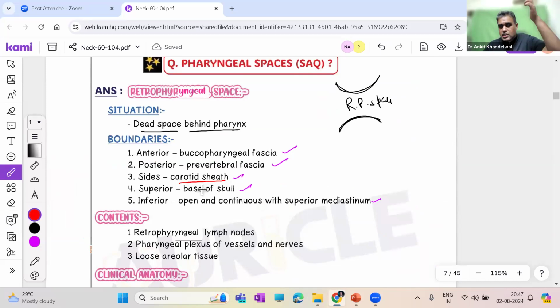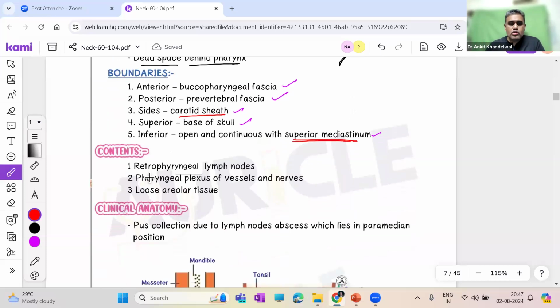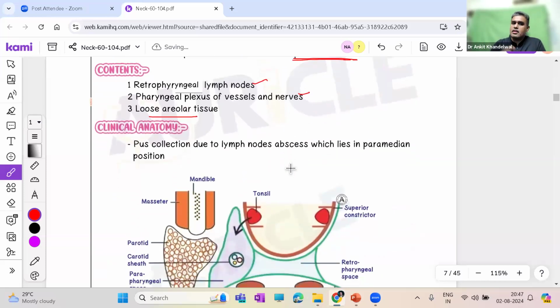Above, we have the base of skull, because the prevertebral fascia all goes to the base of skull. Inferiorly it opens into the superior mediastinum. Understand? That is, it continues to the superior mediastinum. Contents: again, we have loose tissue over here, some lymph nodes, some vessels and nerves. Clinical anatomy, as I told, pus can be collected due to lymph node abscess. So as it has lymph nodes, obviously there can be abscesses in the lymph nodes.